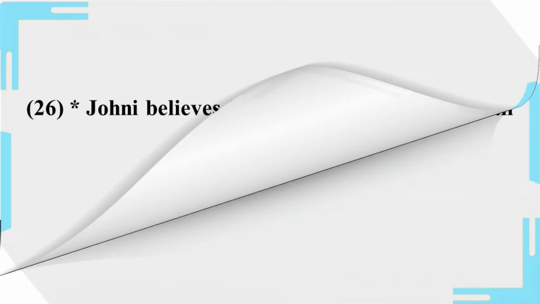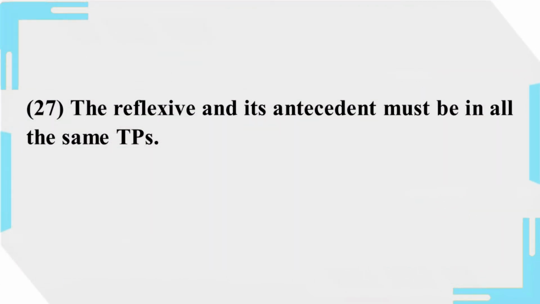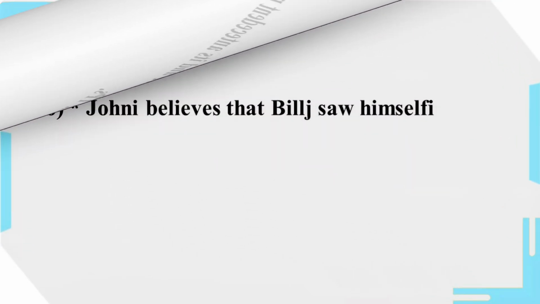The reflexive and its antecedent must be in all the same TPs. In 26, John believes that Bill saw himself, we see that there are two TPs. One of them is the whole sentence, while the other is just Bill saw himself. Since John is not in the smaller TP but the reflexive is, they are not close enough together. 27 properly rules this example out.